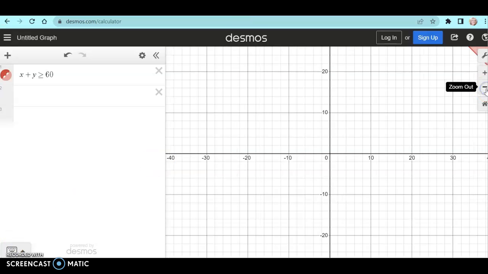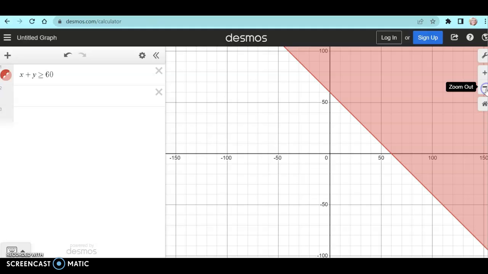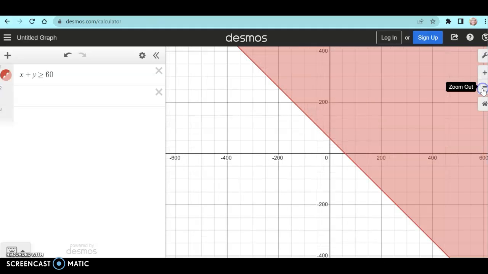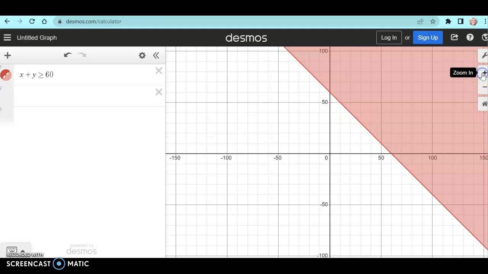So what I'm going to do is just minus out a little bit. I don't want to zoom out too much. I still want to be able to see what's going on. So I'm going to keep it here, about 100 and 150.